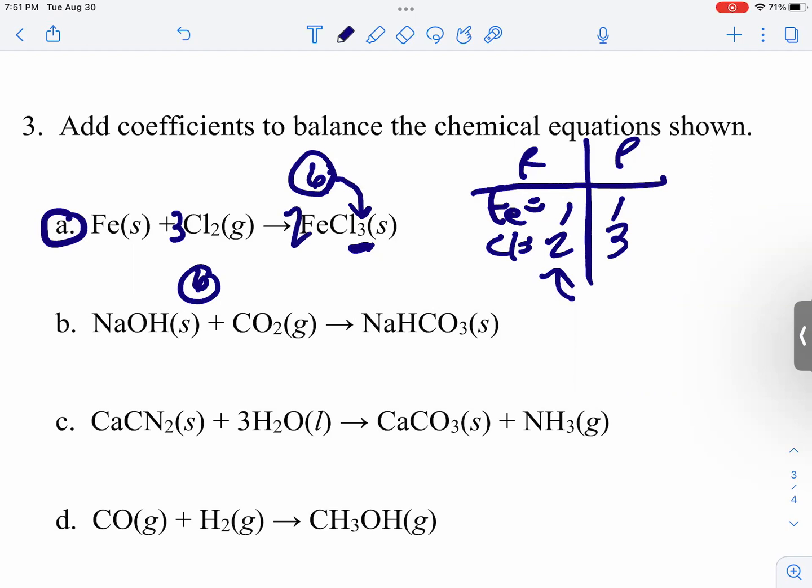Now you have 1 iron on the reactant side and 2 on the product side. You have to look and see, oh, I changed iron. So now what are you going to do? Well, you can just add a 2 coefficient right there in front of iron. So now you have 2 irons on the reactant side, 2 irons on the product side, and 6 chlorine on the reactant side and 6 chlorine on the product side. So you've balanced this equation.